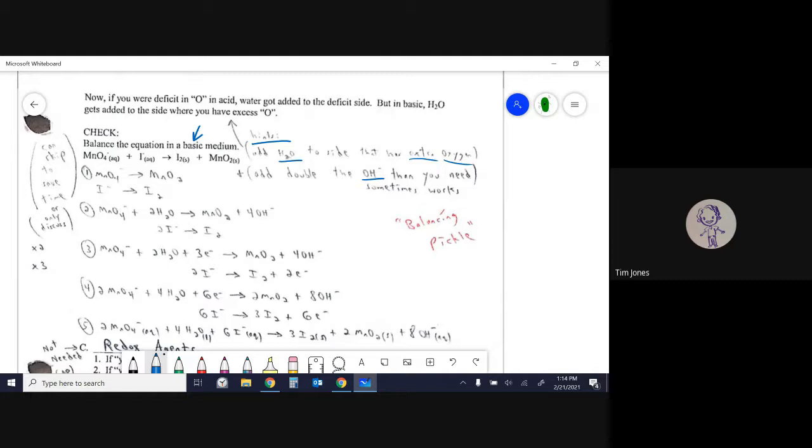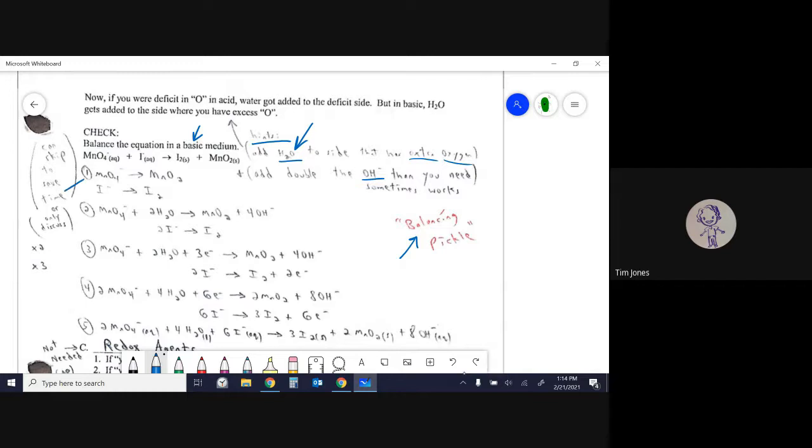Now, the problem that can happen is if you put water on the wrong side, you'll put water, and then you'll have to put hydroxide on the other side, and then you'll have to put more waters and more hydroxide, and you end up in what I call a balancing pickle. So if you end up in that, where you just keep raising your numbers and you're in this endless loop, that means you've got water on the wrong side of your equation. Go back and try it on the other side.